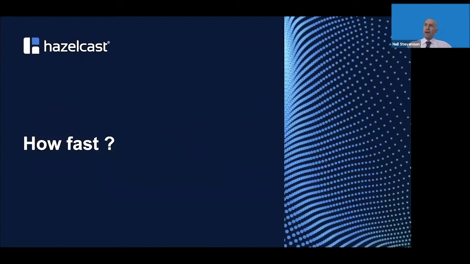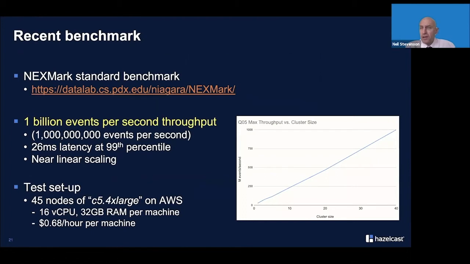A little shout out to how fast this can be, because this is the kind of important thing around your data freshness. There's a benchmark run by the University of Portland called NEXMark. We've run that recently. If you go to blogs.hazelcast.com, you can find a bit more detail on this. But we ran 1 billion events per second through a Hazelcast cluster.